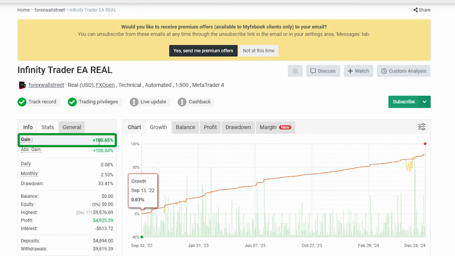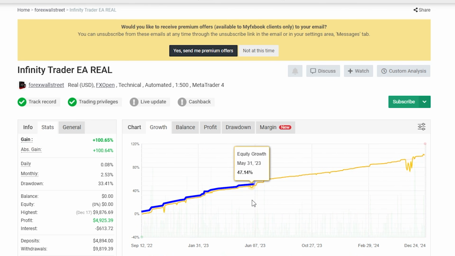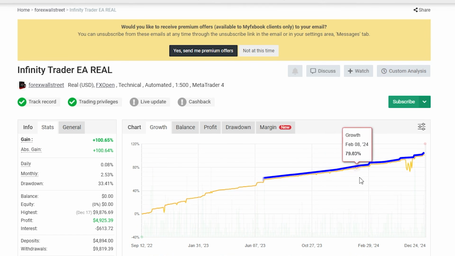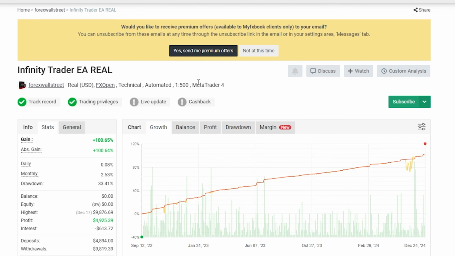This account is currently on 100%. It's been trading since September of '22, so that's about 2.5 years' worth of trading. Very smooth, looks pretty good. No real major drawdowns to speak of. There was one here that you can see, but again, nothing too serious, and it did recover and it continues to grow. So this is a good EA and definitely one that I think is worth trading with.